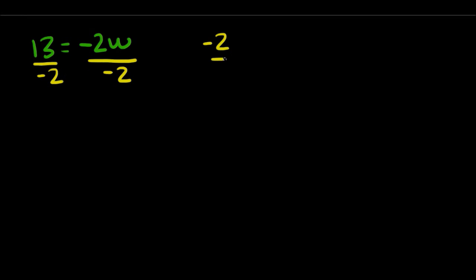13 equals negative 2w. Again, we want to isolate the variable. In order to get rid of the negative 2, we have to divide both sides by negative 2. Because negative 2 divided by negative 2 would equal 1, leaving us with just 1w, which is what we want. So w equals 13 divided by negative 2. 13 divided by negative 2 can be simplified down to negative 6.5.